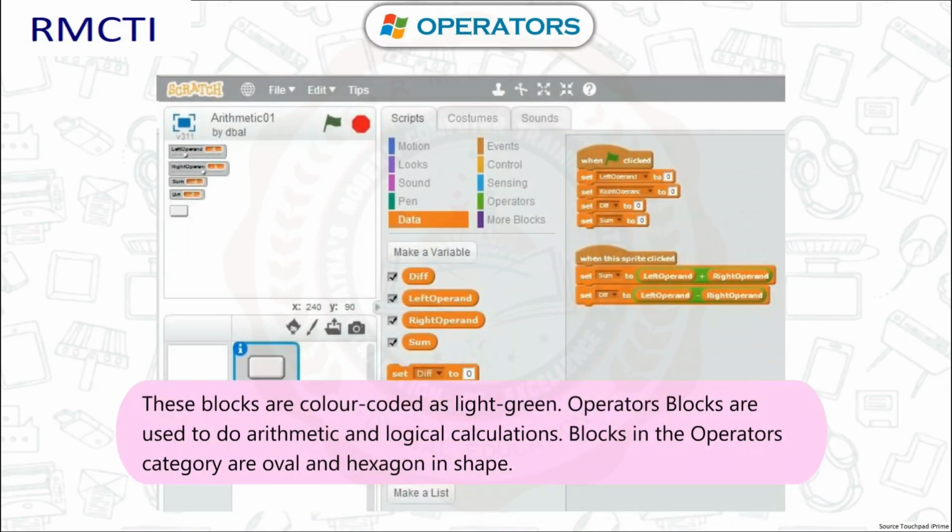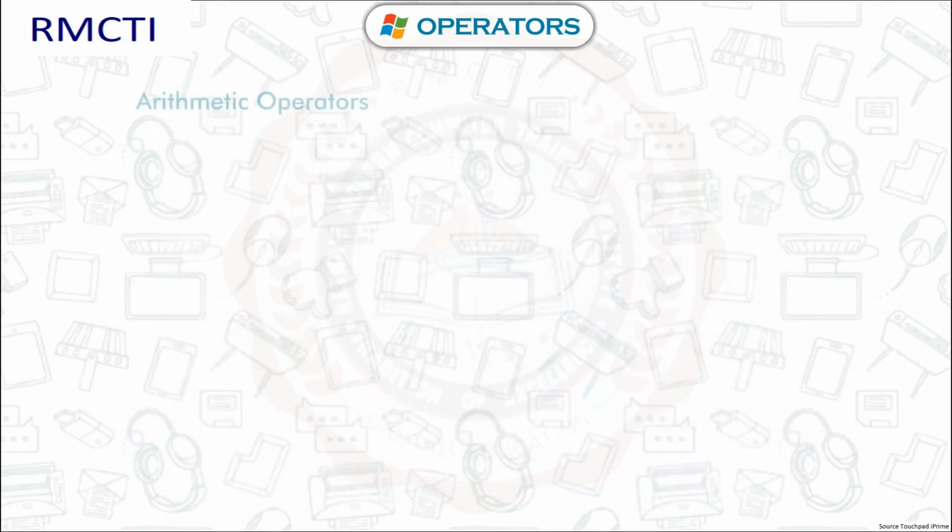Operators. These blocks are color-coded as light green. Operators blocks are used to do arithmetic and logical calculations. Blocks in the operators category are oval and hexagon in shape.